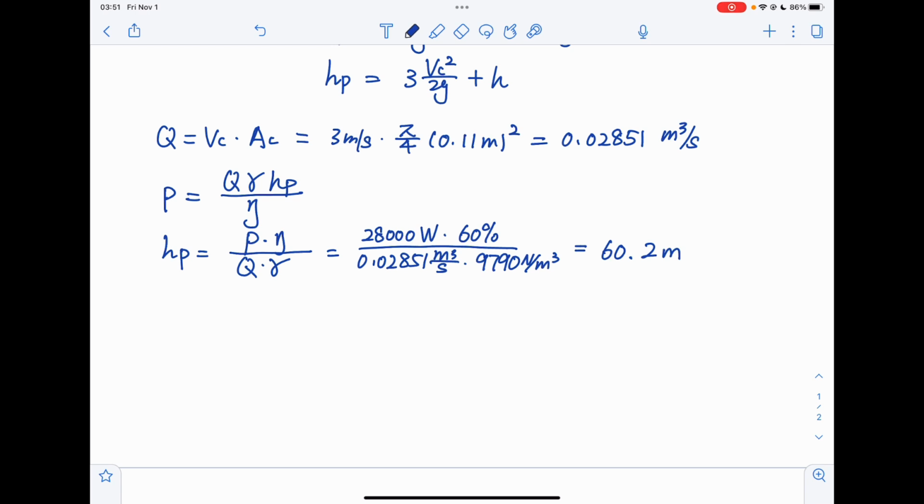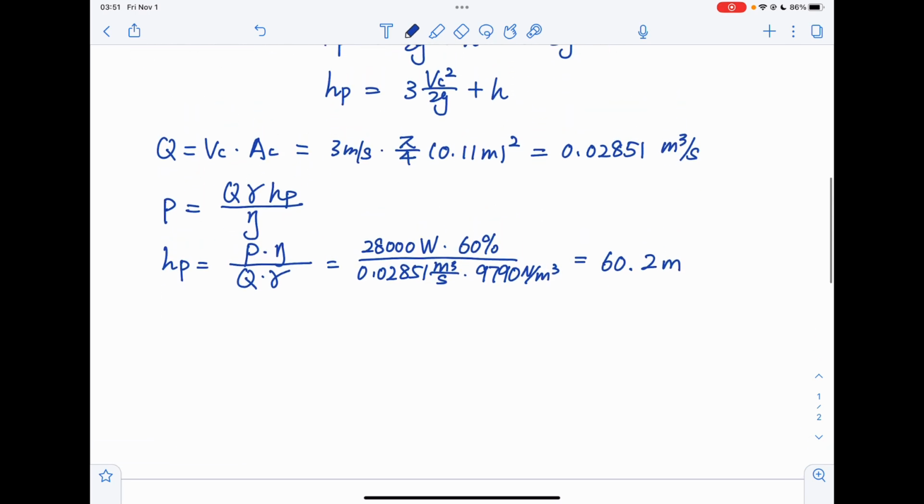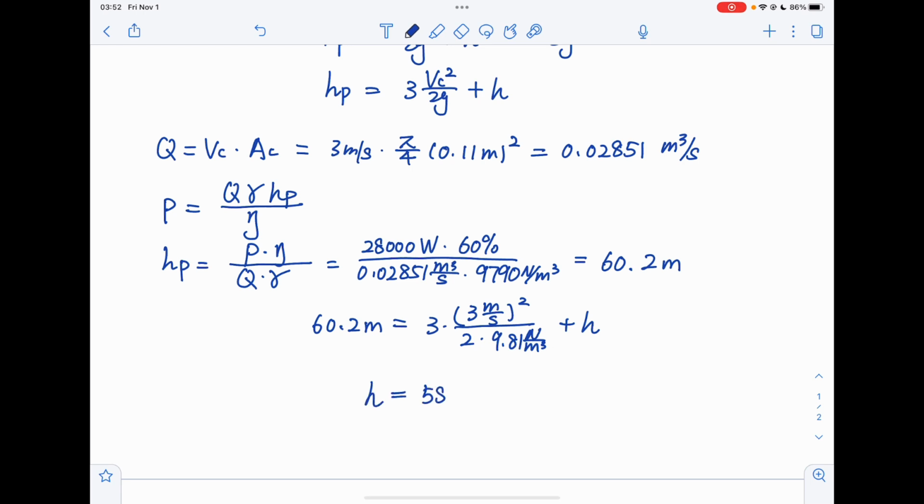Okay, so now we're gonna back substitute it to the energy equation. 60.2 meter equals 3 times VC squared over 2 times g plus the h. So the h is gonna equal 58.8 meters.